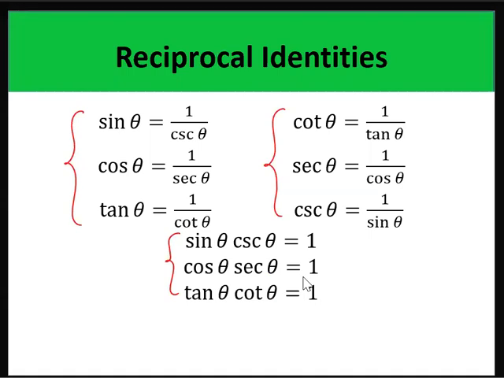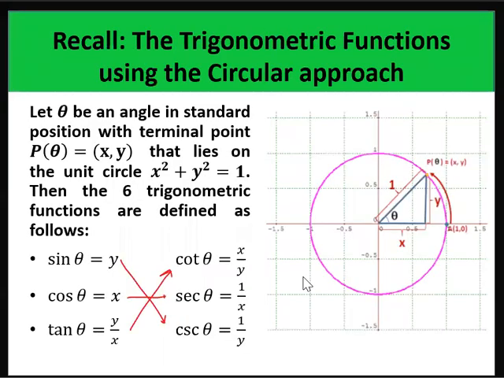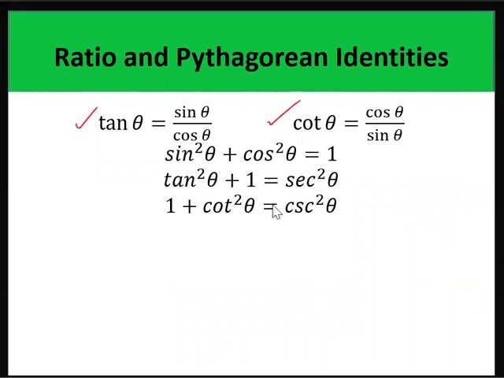Now, another set of trigonometric identities here will be the ratio and Pythagorean identities. So if you notice, if we define sine theta as y and cosine theta as x, then tangent theta, which is y over x, can be written as sine theta over cosine theta. So the same thing goes with cotangent of theta, which is x over y. So this means that cotangent can be written as cosine over sine. And that gives us the two ratio identities.